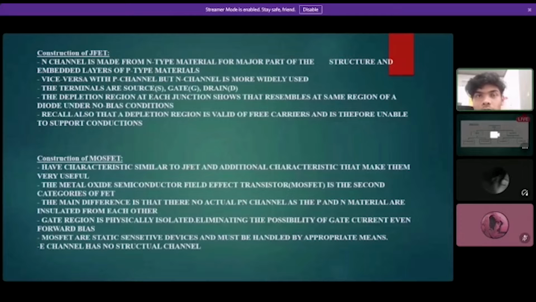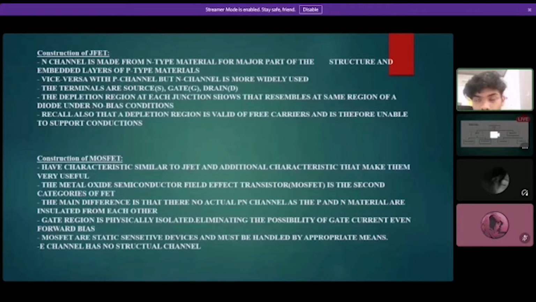These are the constructions of JFET. N-channel is made from N-type material for the major part of the structure and embedded layers of P-type material. Vice versa with P-channel, but N-channel is more widely used. The terminals are source, gate, and drain. The depletion region at each junction resembles the region of a diode under no bias conditions. Recall also that a depletion region is void of free carriers and is therefore unable to support conduction.